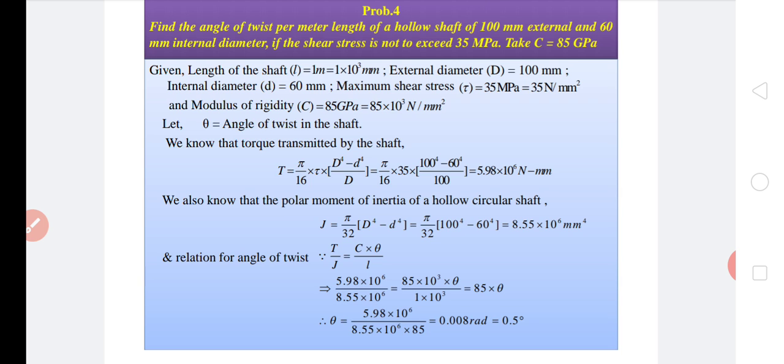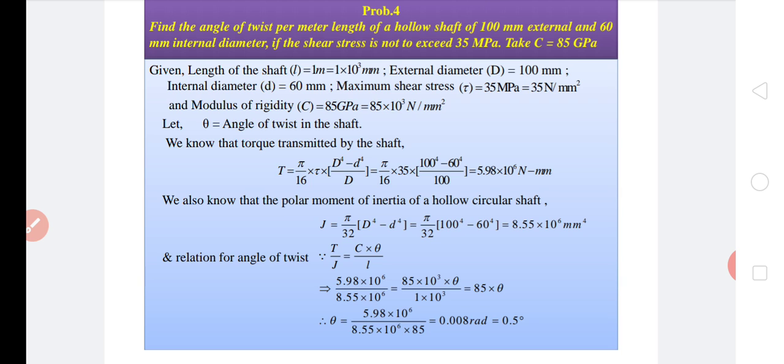So we know that T equals pi by 16 into tau into, as it is the hollow shaft, capital D to the power 4 minus small d to the power 4 by capital D. From this equation we find T equals 5.98 into 10 to the power 6 Newton millimeter. We also know the polar moment of inertia of a hollow circular shaft, J equals 8.55 into 10 to the power 6 millimeter to the power 4, and from the torsional equation we can relate T upon J equals C theta upon L.